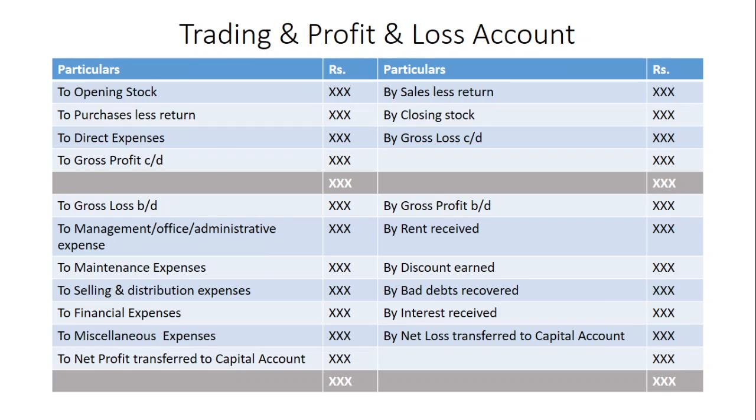So opening stock, purchases less returns, direct expenses. Direct expenses means wages, freight charges, octroi, such type of expenses. Then sales, from sales we deduct returns and write here closing stock.